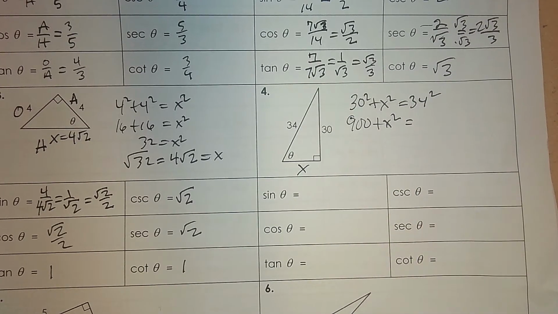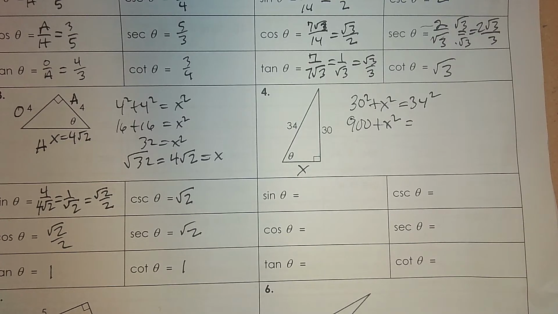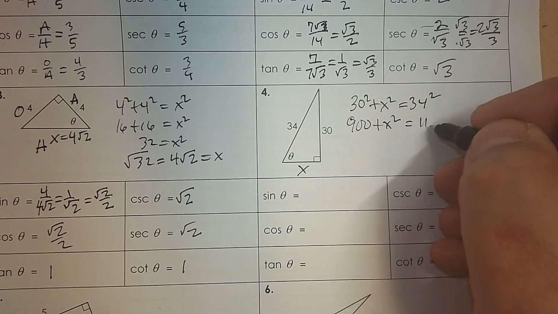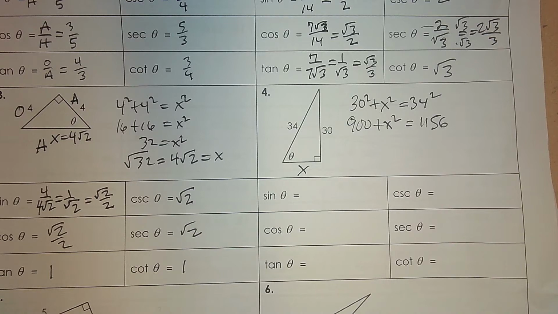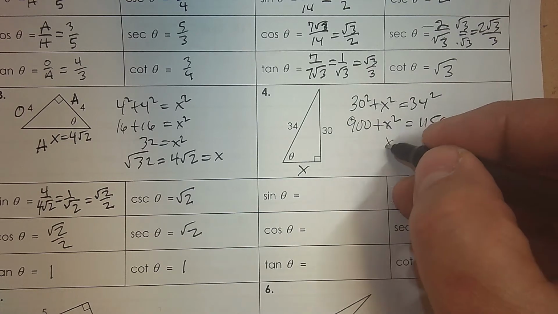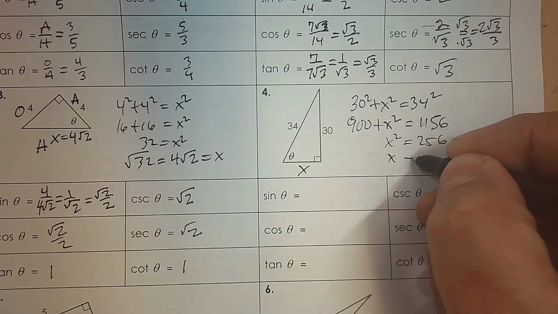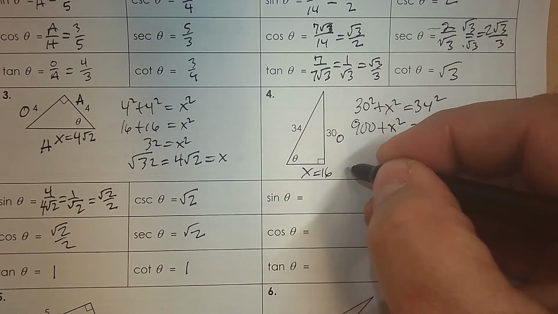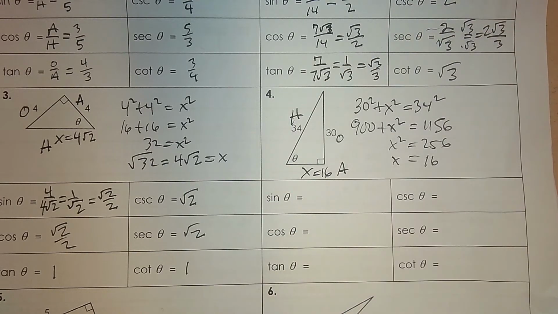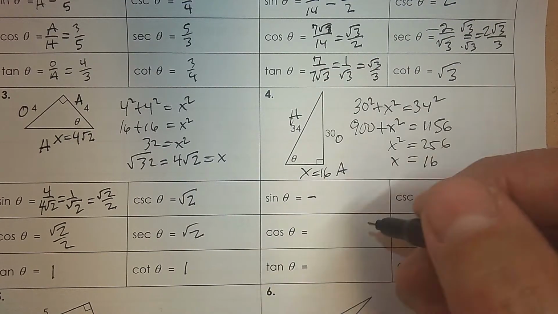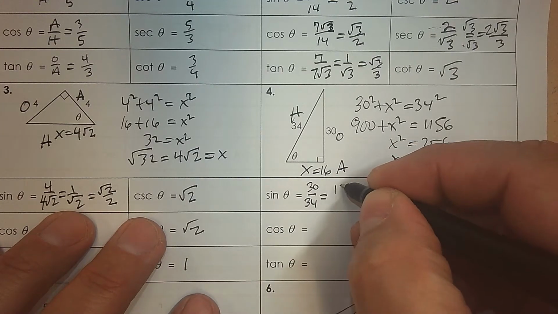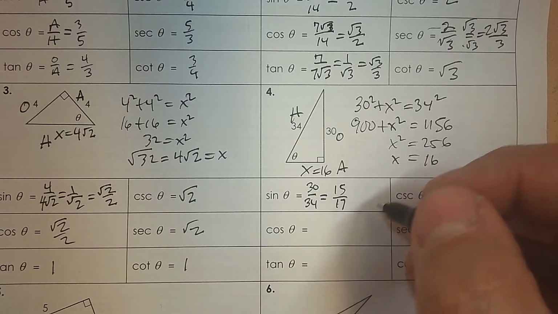34 squared. I don't know. 1156. Subtract 900. 256. Square root of 256 is 16. So opposite, adjacent, and hypotenuse. That's helpful to label it for some. So then opposite over hypotenuse would be 30 over 34. 2 goes into both evenly, so that's 15 over 17.